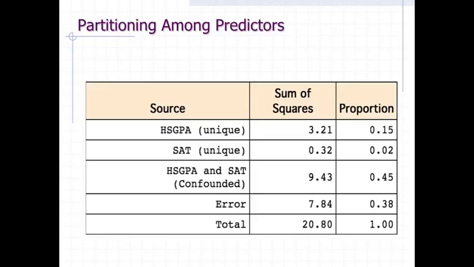This table shows the partitioning of the sums of squares into the sum of squares uniquely explained by each predictor variable, the sum of squares confounded between the two predictor variables, and the sum of squares error. It is clear from this table that most of the sum of squares explained is confounded between high school GPA and SAT. Note that the sum of squares uniquely explained by a variable is analogous to the partial slope of the variable in that both involve the relationship between the variable and the criterion with the other variable controlled.